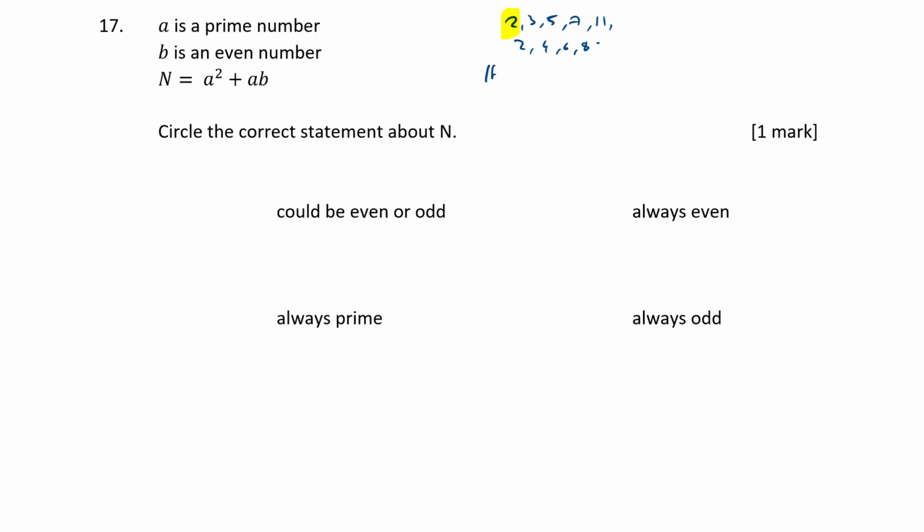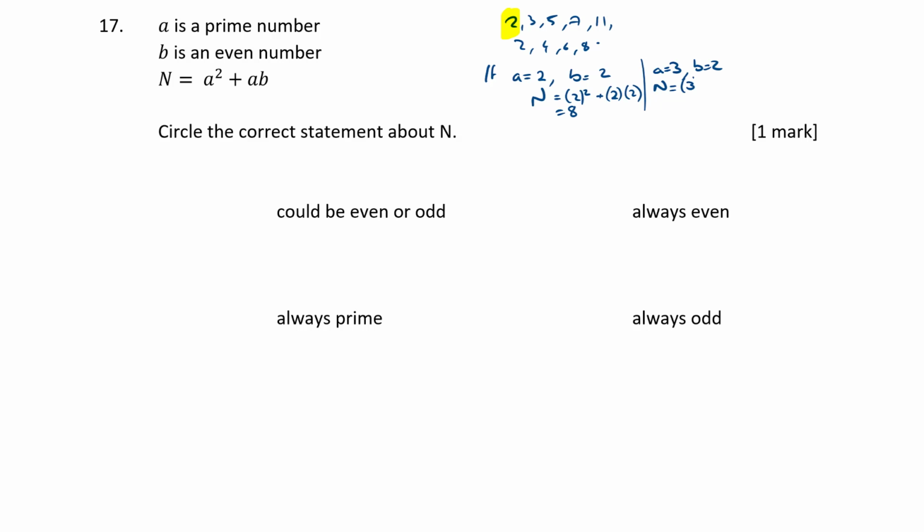So if a, which is the prime number, was my even prime number 2, and let's make b equal 2 as well, then my n is going to be 2 squared plus 2 lots of 2, isn't it? Okay, 2 squared is 4, 2 lots of 2 is 4, that is going to be equal to 8. Okay, what about if a is another one of my sorts of numbers? Maybe it's one of my odd primes, which most of them are. So what about if a was 3 and b was 2? What would happen then?